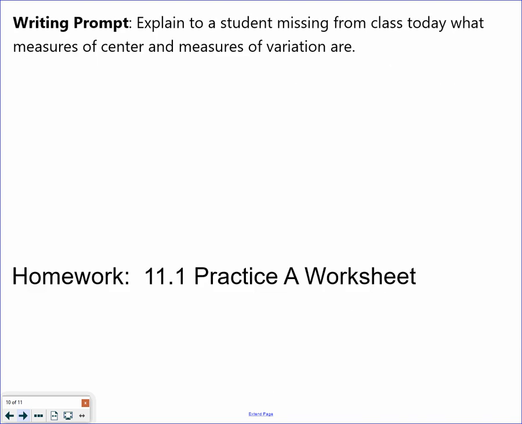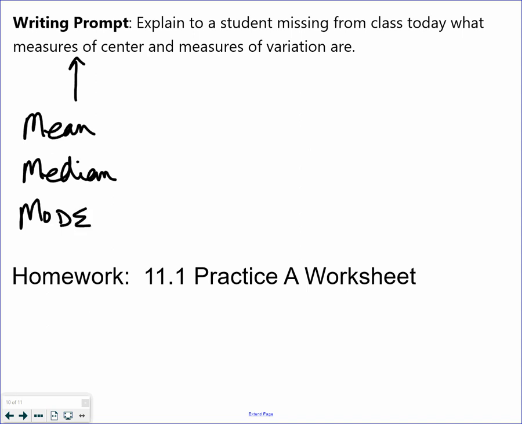Explain to a student missing a class today what the measure of center and measure of variation are. So the measure of center is basically the number that represents the data. I will tell you this: I always use mean unless there's an outlier, and then I would use median. The only time I would ever use mode is if one number occurs so much more than everything else, then I might consider using mode for my measure of center.